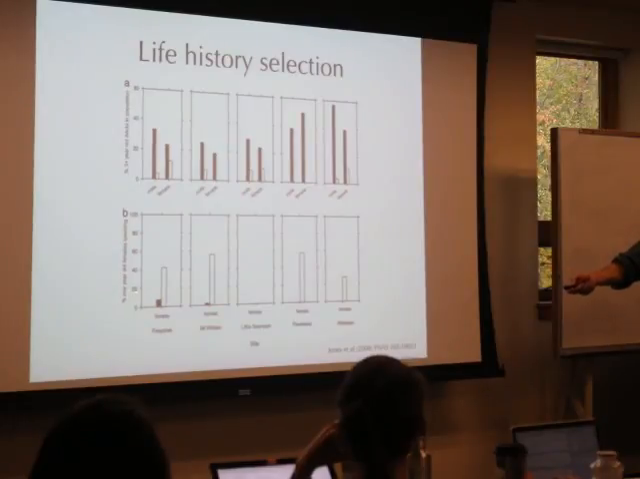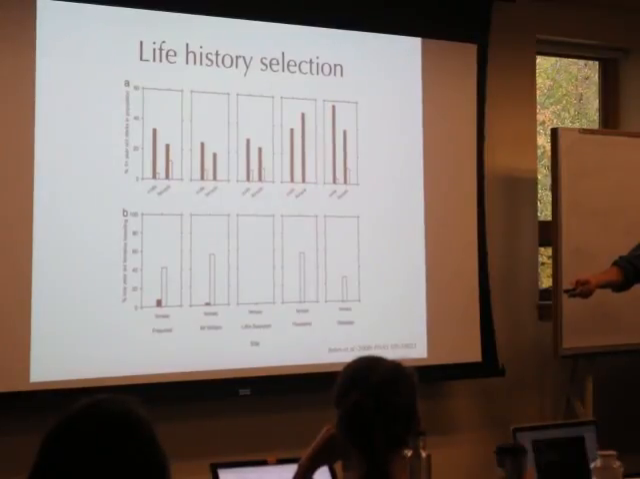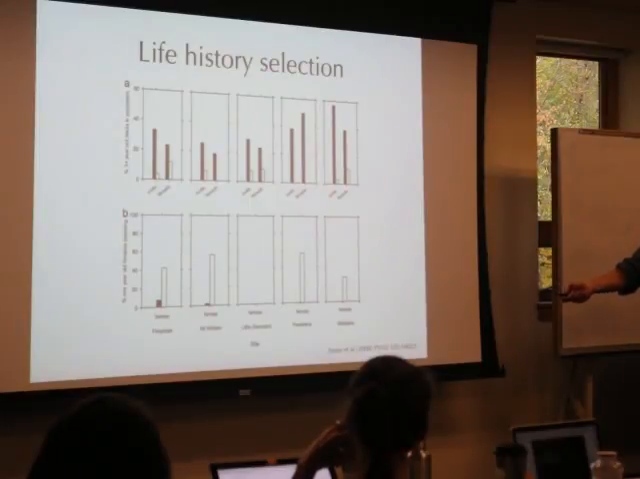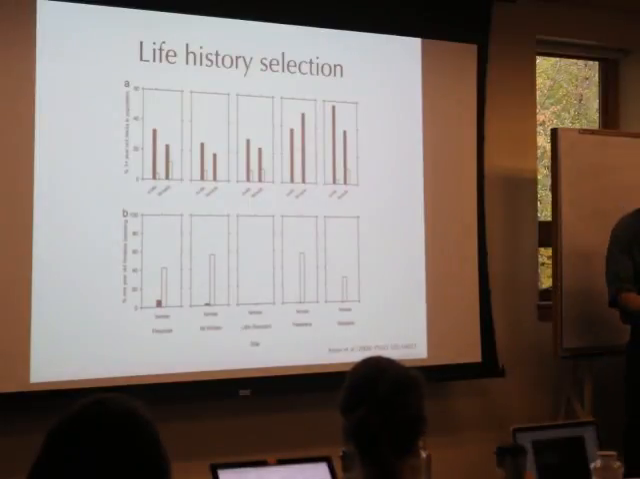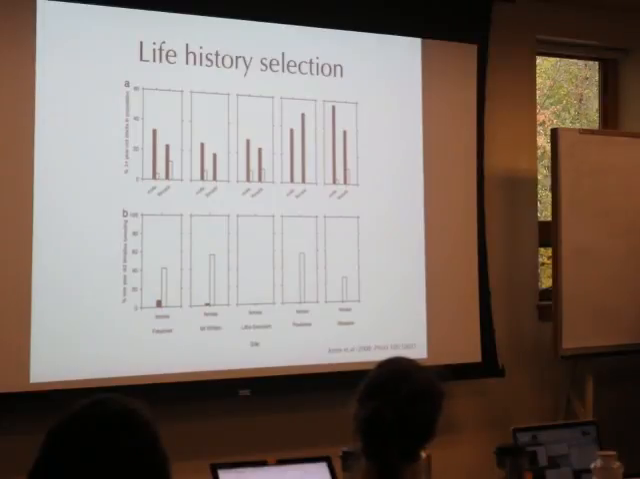And here's the percentage of 1-year-old females that are observed breeding. Before the disease, basically no individuals bred before age 2. But now there are a bunch of 1-year-old females that are breeding. So it's shifted life history in these populations.